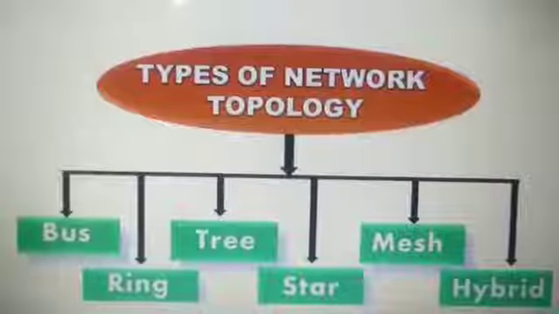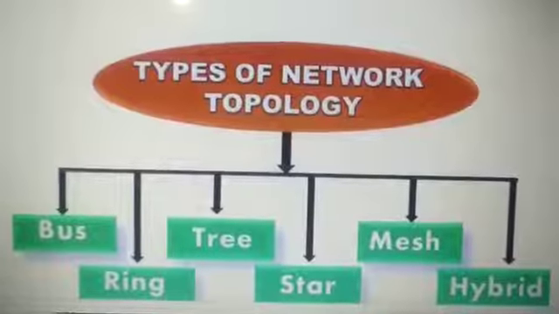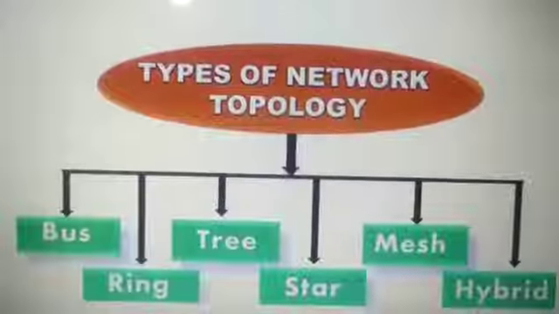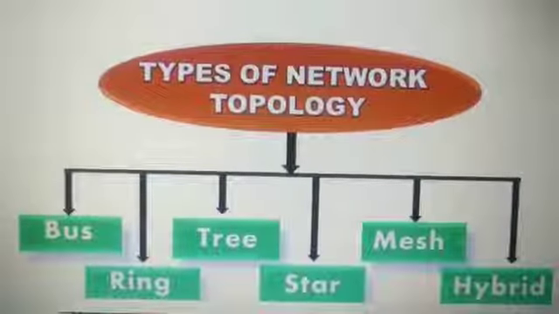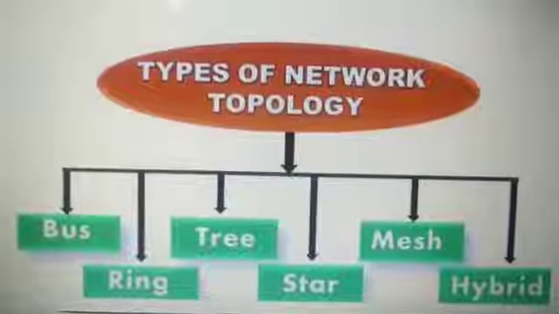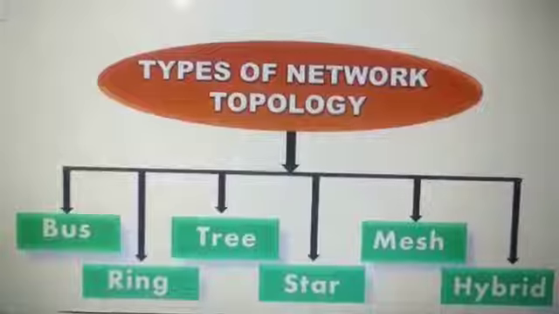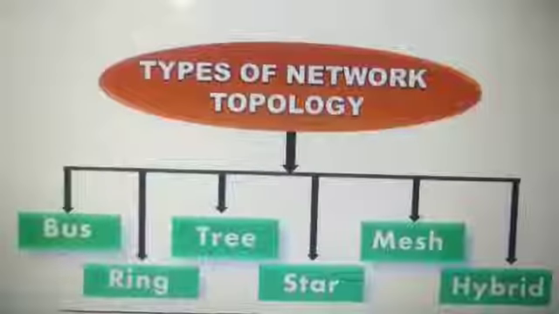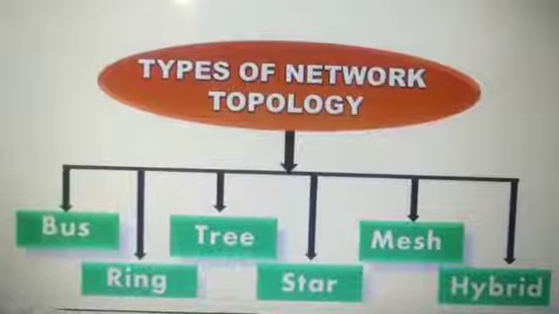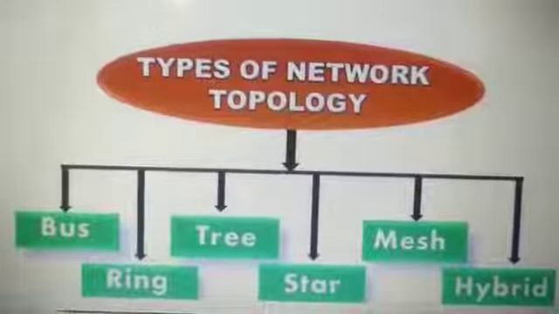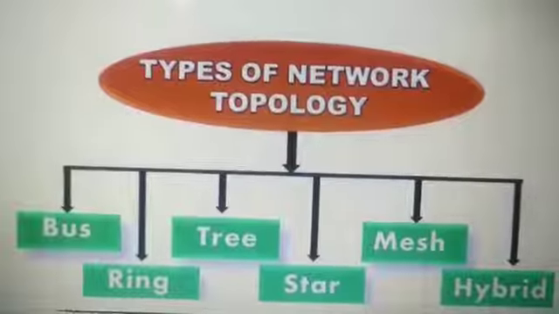tree, star and mesh. But here you can see one more type of topology, the hybrid topology. This topology is actually out of syllabus, but still I will discuss it in this lecture video. So all in all there are 6 different types of topologies available under the physical topology. Today we will learn about the first topology, the bus topology.